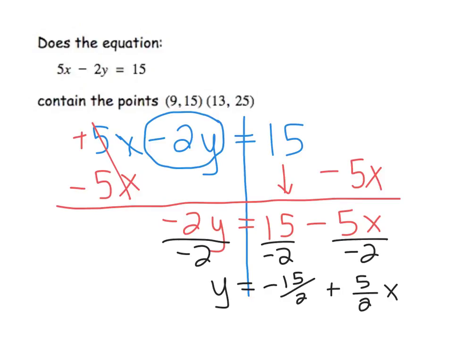And now I'm just going to put that equation into the y equals of my calculator and pull up the table. And when I pull up the table, I'm going to scroll first to the point 9 and see that yes, indeed, when I'm at 9 in the table, 15 is the y value. Then I'm going to scroll on down to 13 and again verify that 25 is the value.